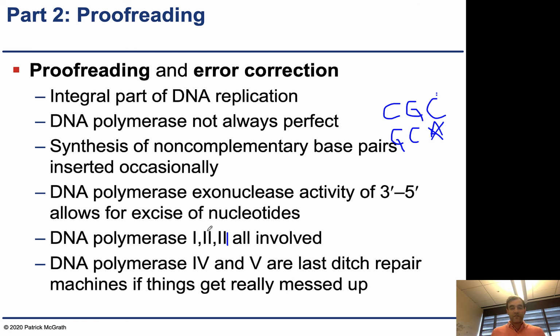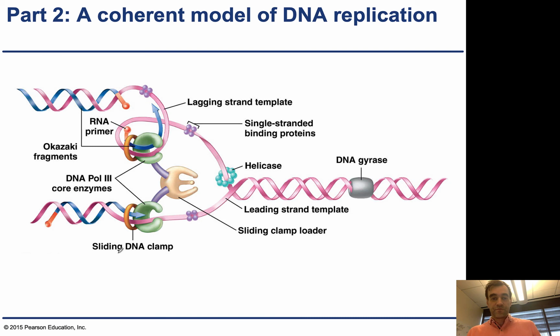And then 4 and 5 are kind of last-ditch repair machines if things really get messed up, so they're normally not involved in DNA replication and repair. But if something goes wrong during the process, like if all of a sudden they're hit with a bunch of DNA damaging agents like UV light, where you're breaking double-stranded DNA all over the place, these polymerases come in and try to force replication to complete so that the cell doesn't die.